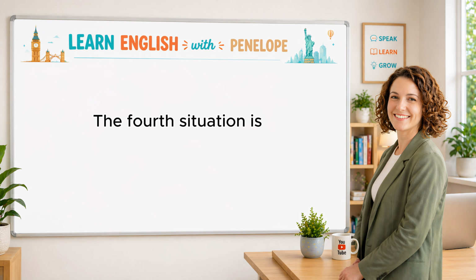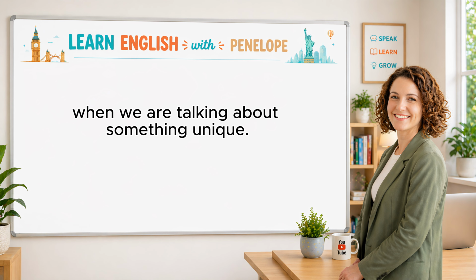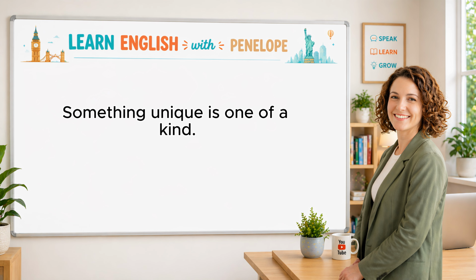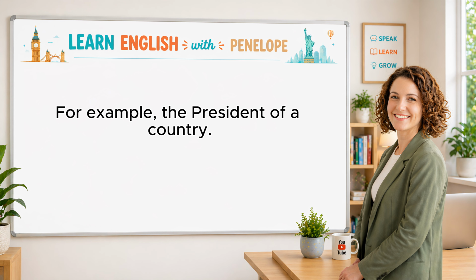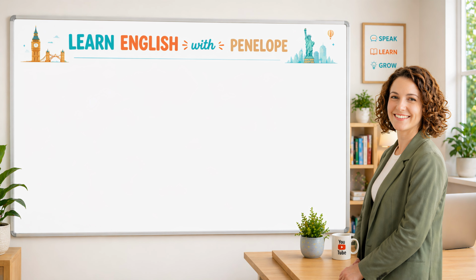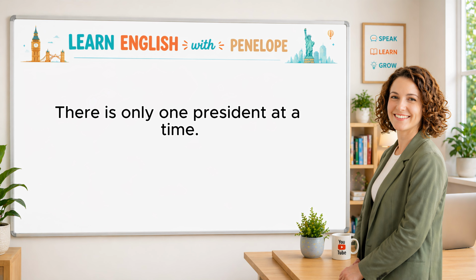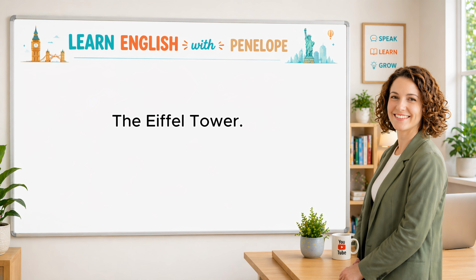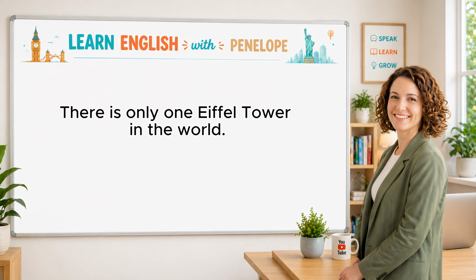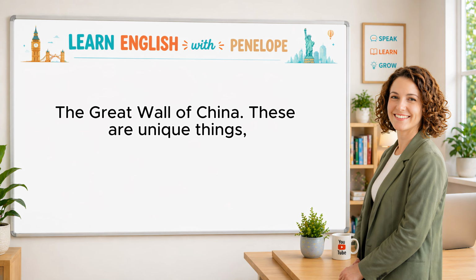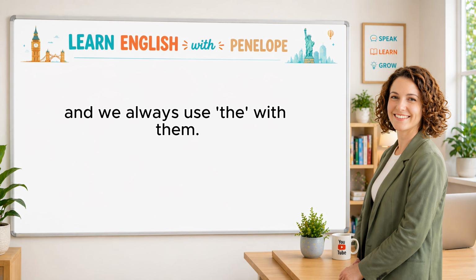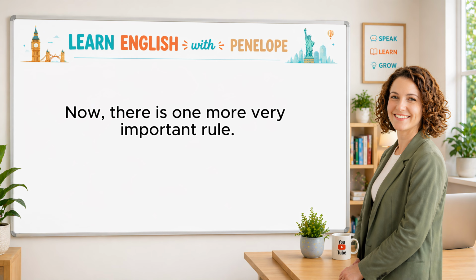The fourth situation is when we are talking about something unique. Something unique is one of a kind. For example, the president of a country. There is only one president at a time. The Eiffel Tower. There is only one Eiffel Tower in the world. The Great Wall of China. These are unique things, and we always use the with them. Now, there is one more very important rule.